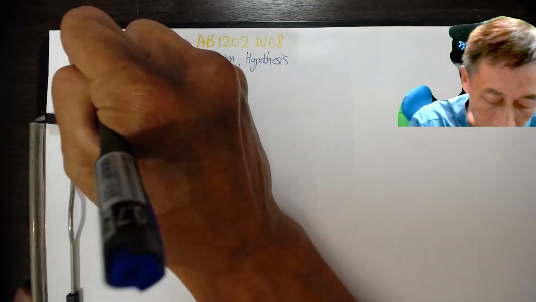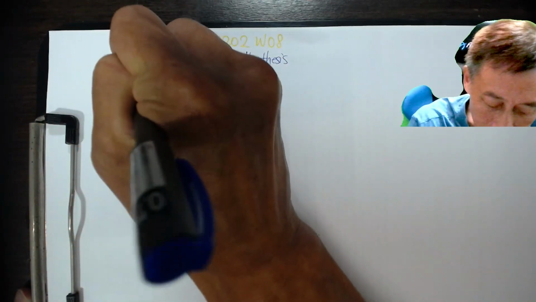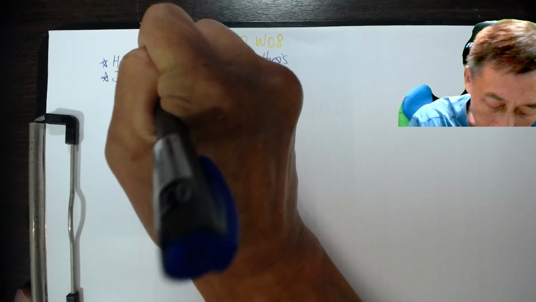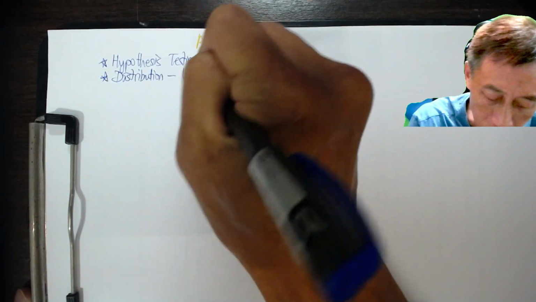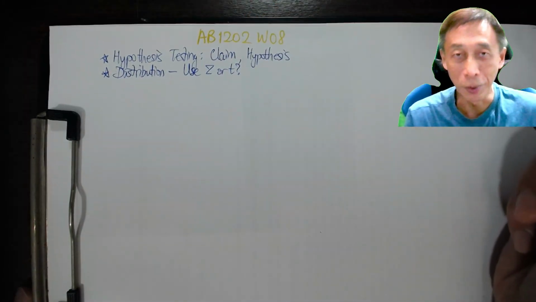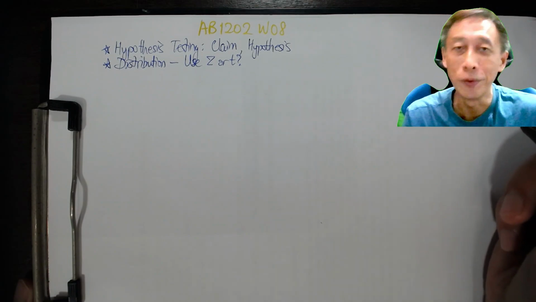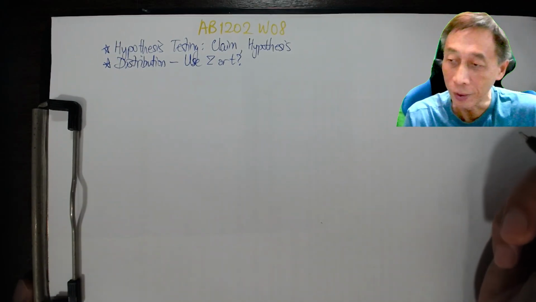And next, we would want to talk about distribution. Should we use Z or T? Again, that's perennial confusion, right, in the students. Which one should I use? We're going to clarify that.